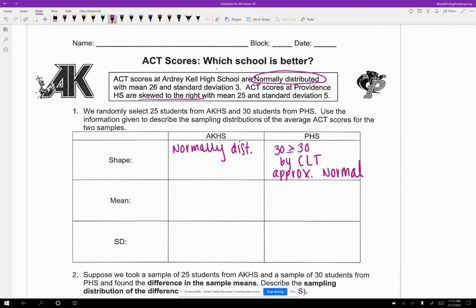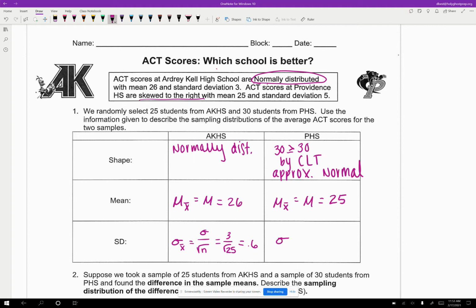For both distributions, the mean, remember, the average of the sample means is equal to the population mean. So for Ardrey-Kell, this should be 26, and for Providence, this should be 25. Then our standard deviation: remember, the standard deviation for a sample mean is the standard deviation of the population over the square root of the sample size. So here it'll be 3 over root 25, and that should come out to 0.6.